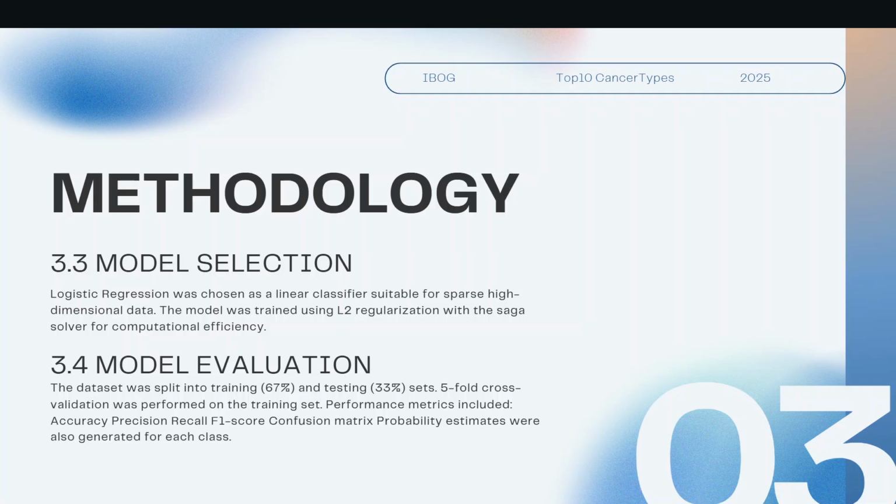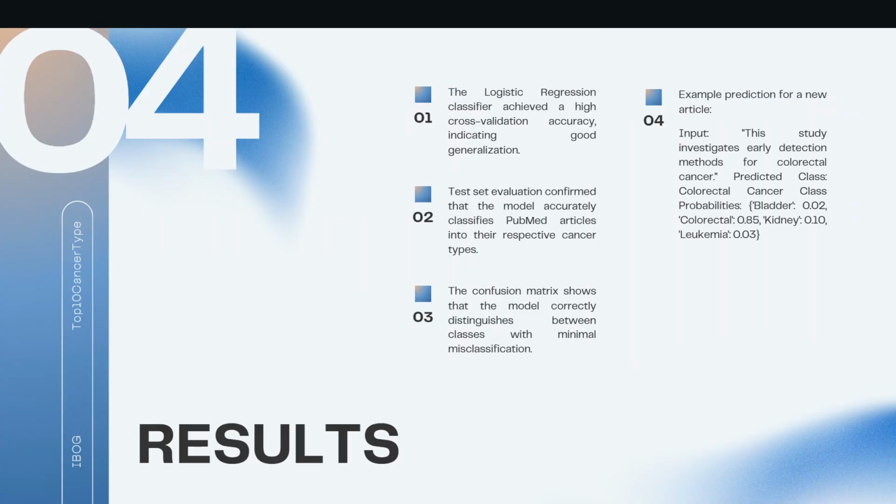And next, the dataset was split into 67% training and 33% testing. 5-fold cross-validation was performed on the training set. Performance metrics included accuracy, precision, recall, F1 score, and confusion matrix. Probability estimates were also generated for each class.